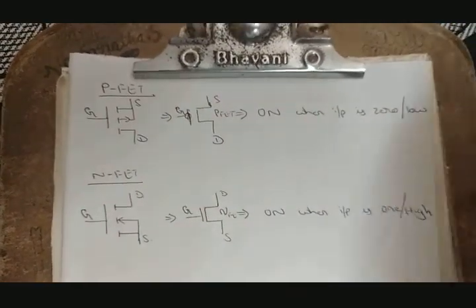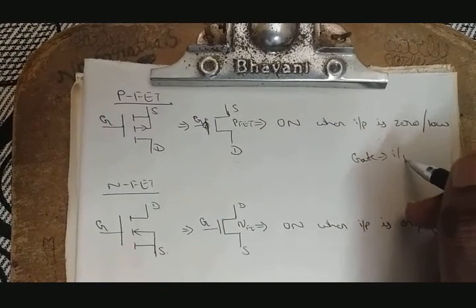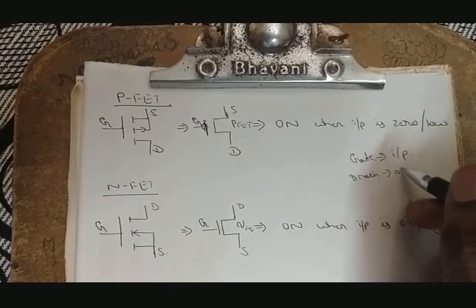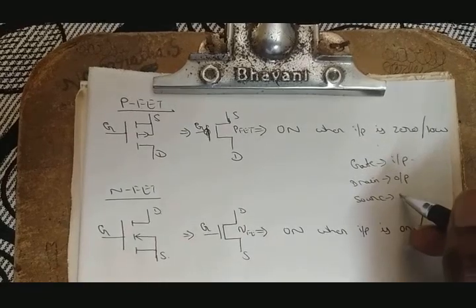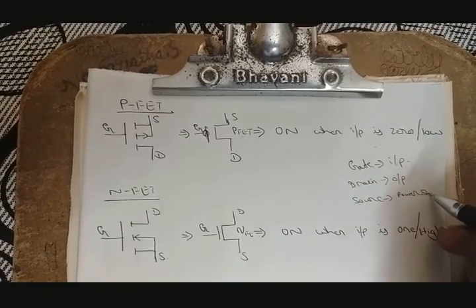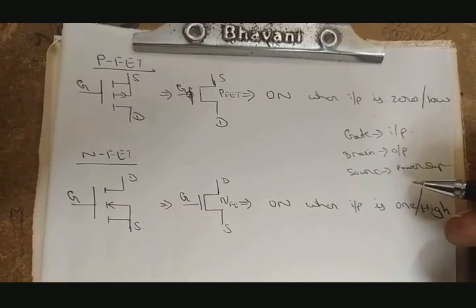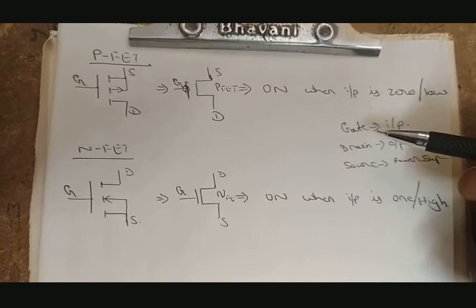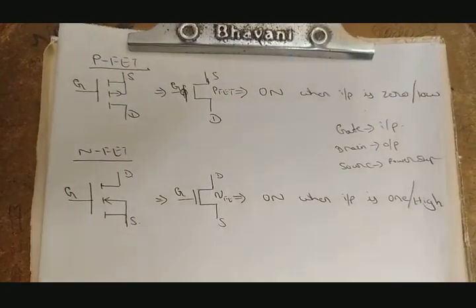Always the input will be given at the gate, at the drain we will take the output, and at the source we will give the power supply, that is VDD or VSS, depending upon the device. If it is a PFET, then we will always give VDD, and if it is an NFET, we will always give VSS, that is the ground.